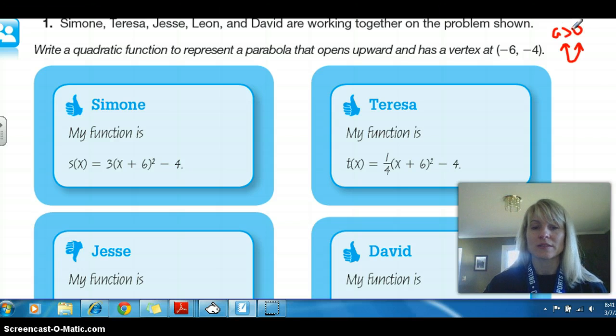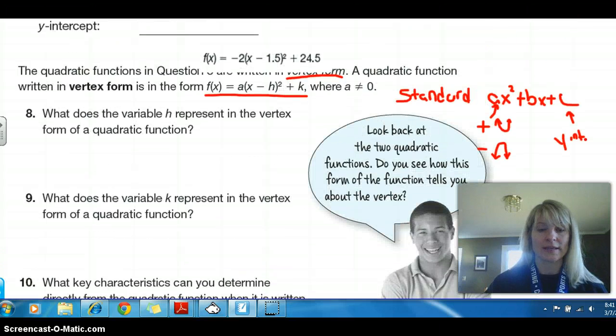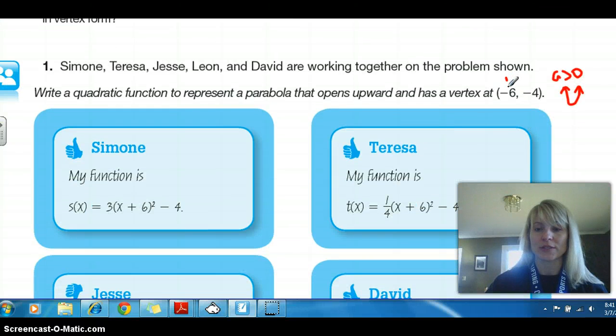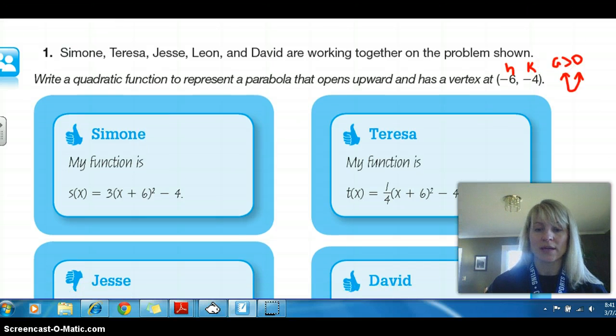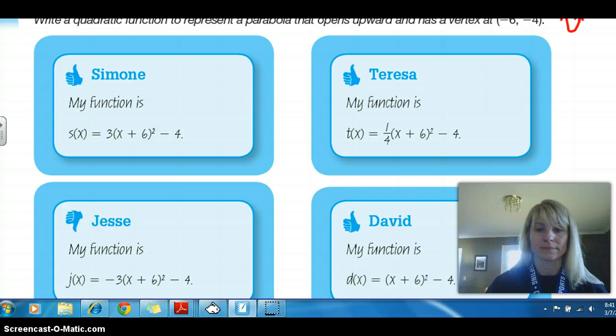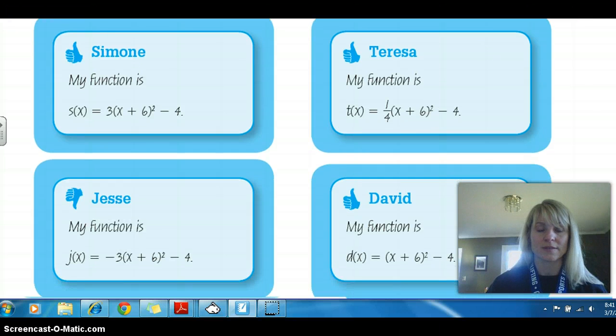So we want to look at this vertex form. Our vertex form, like we have up here, is a(x minus h) squared plus k. Well, we know that this is going to be your h, and this is going to be your k. And we know a has to be positive. So take a minute and look at these and figure out which ones will work with our quadratic function. Pause the video, look at them, circle the ones that you think work.